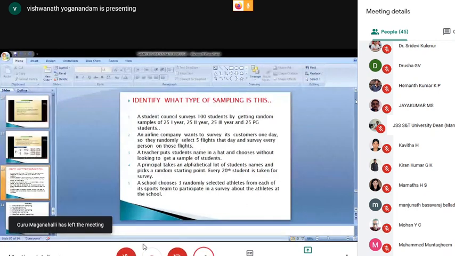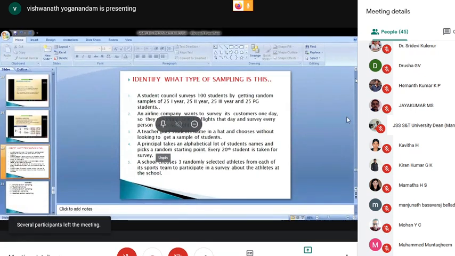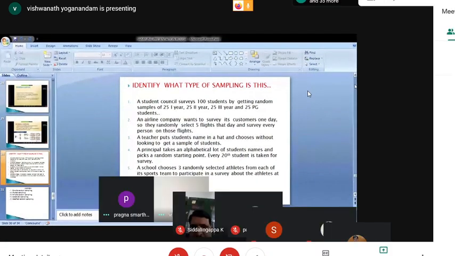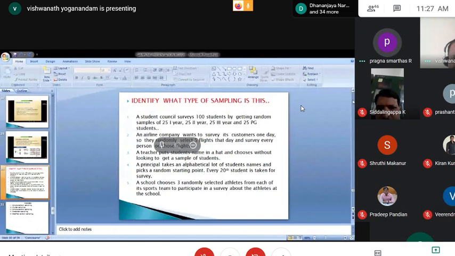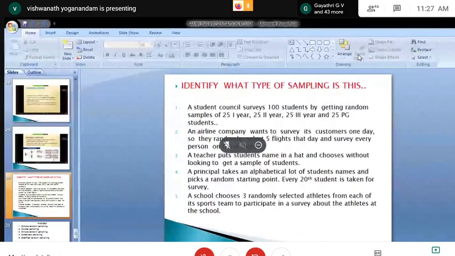That flight, one flight we consider as a group, because in a cluster we take it into consideration as a group, right? So the 5 flights we make as 5 groups, and we make a survey on them. They will be considered as a cluster. Correct. So that's the reason it's called a cluster.